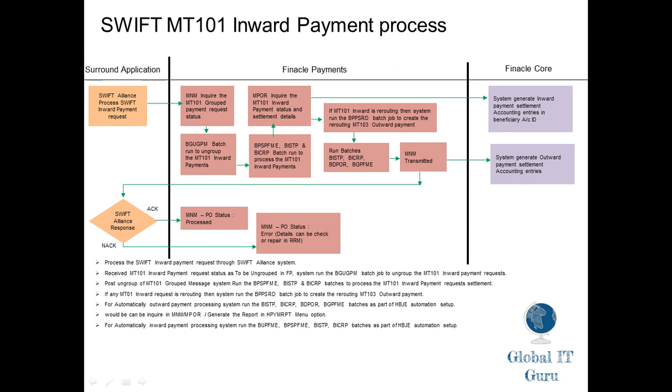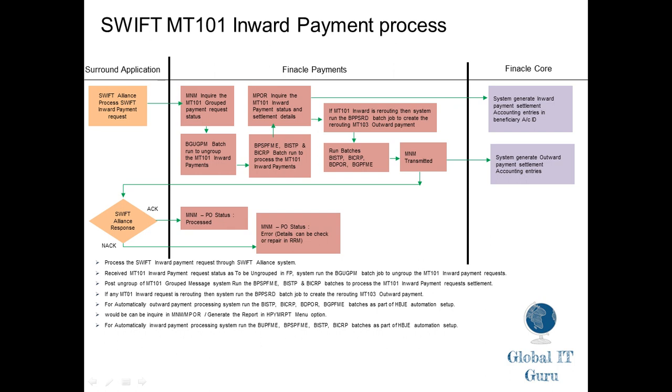I have already explained this one. If the account details are correct, then the system will credit those funds in the customer account, and the system generates inward payment settlement accounting entries in the beneficiary account ID. So this is the process for the inward payment system. For details, you can pause the video and understand. I have provided all the details here.